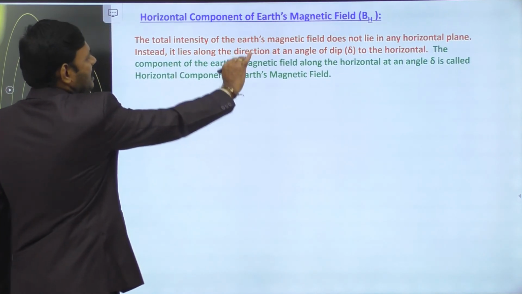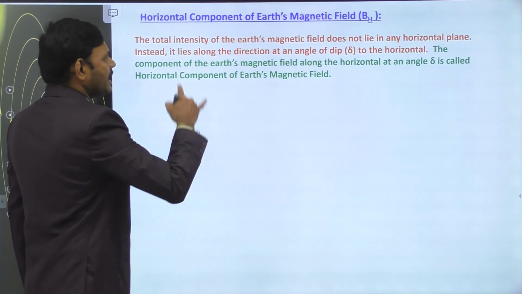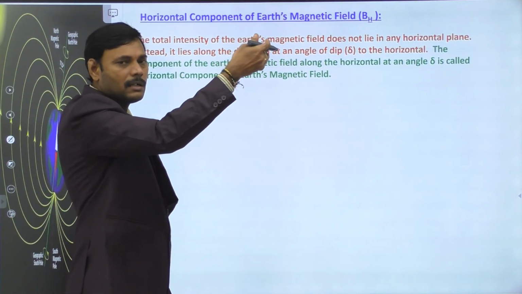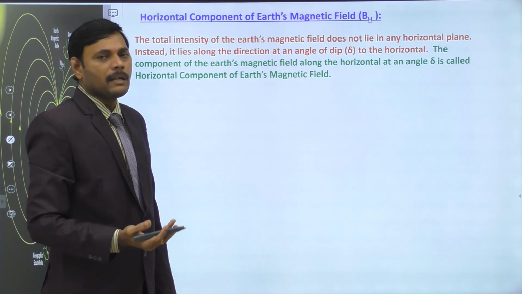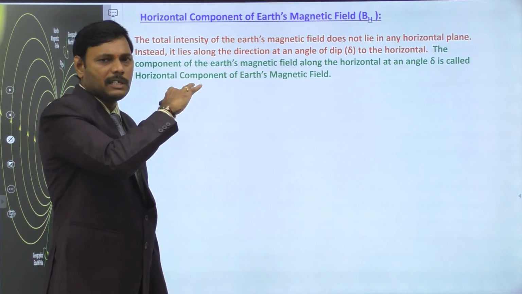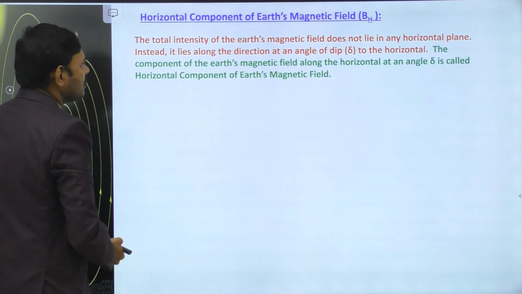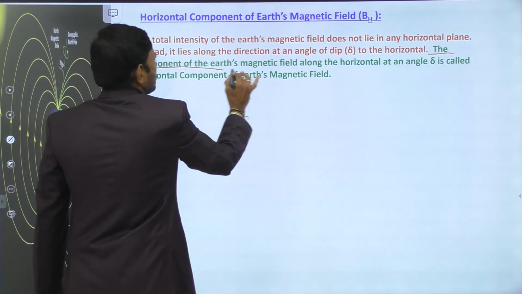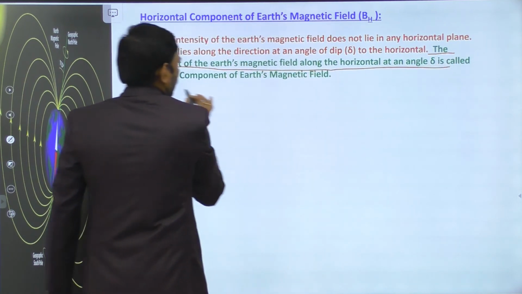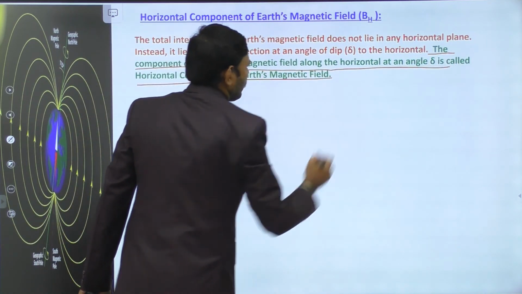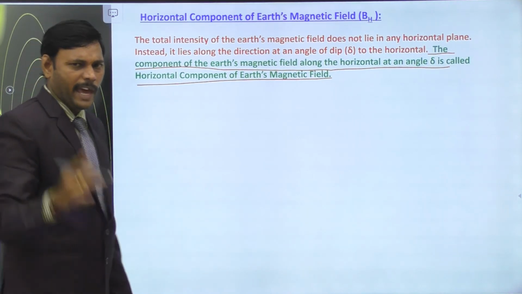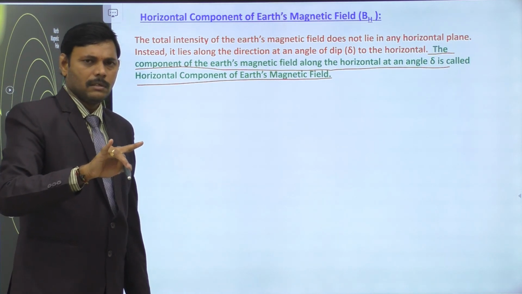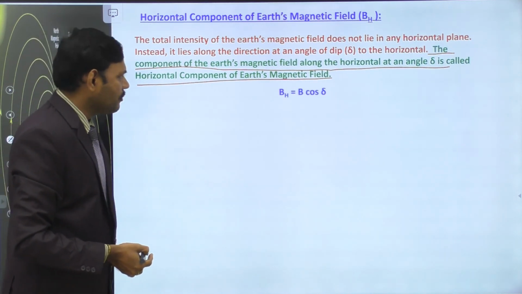Now, the horizontal component of earth's magnetic field. The total intensity of earth's magnetic field does not lie in any horizontal plane, as I showed in the previous video. Actually the magnetic field is along a particular direction. The component of that magnetic field along the horizontal is known as the horizontal component of the magnetic field. So follow this definition: the component of the actual magnetic field of the earth along the horizontal is known as the horizontal component of earth's magnetic field.